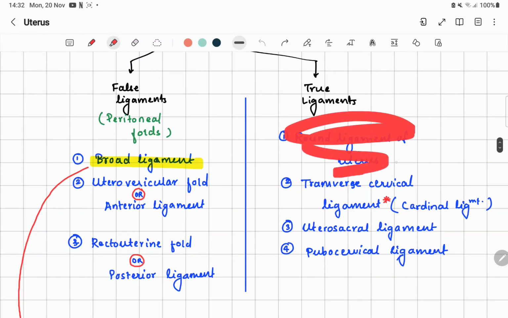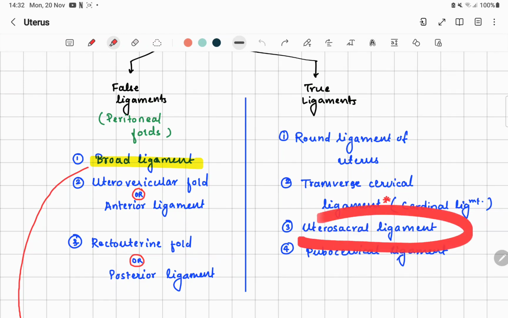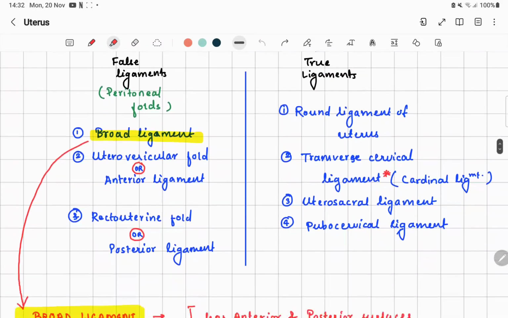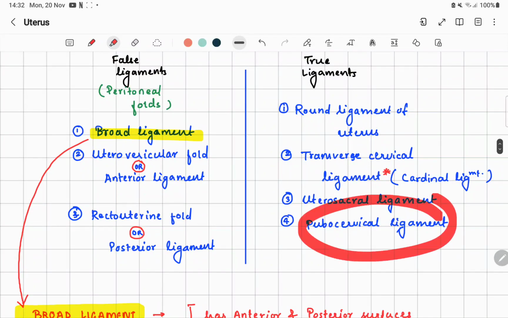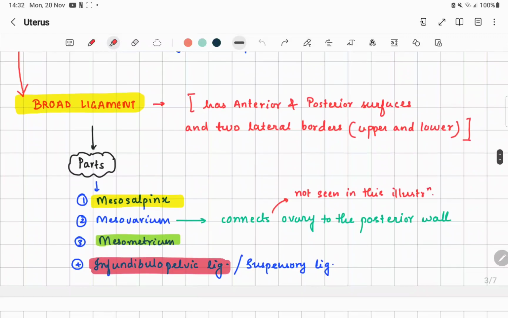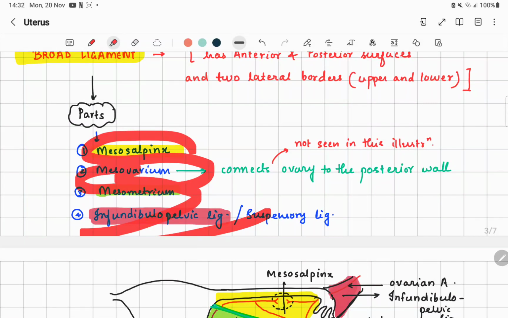You have the round ligament of the uterus, the transverse cervical ligament, which is called the cardinal ligament, the uterosacral ligament, and then the pubocervical ligament. These are the true ligaments. So let's talk about all these ligaments. The broad ligament has mesosalpinx, mesovarium, mesometrium, and infundibulopelvic ligaments.